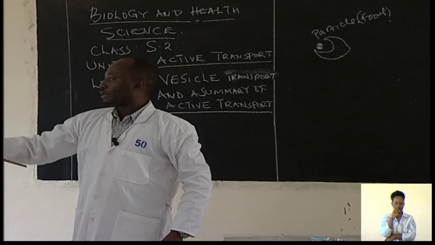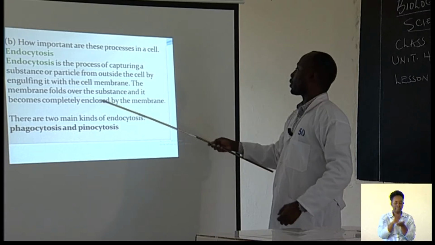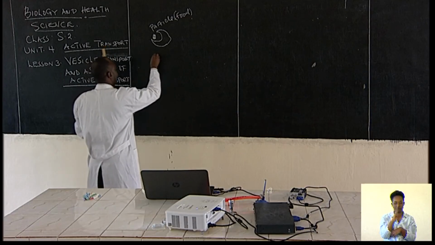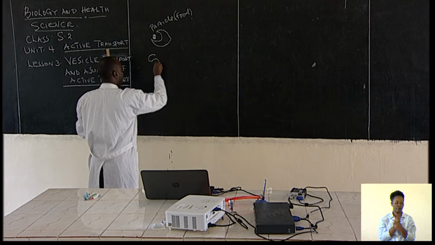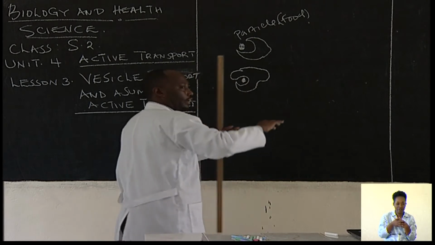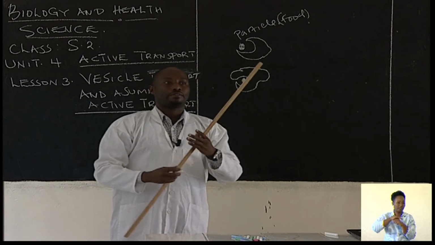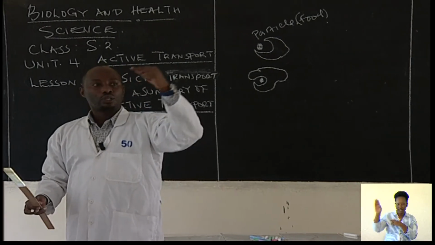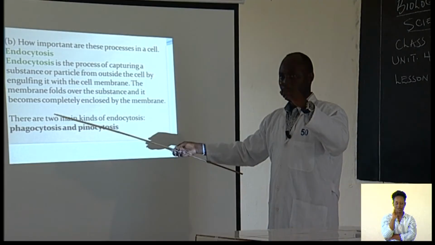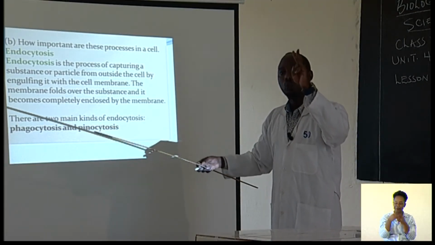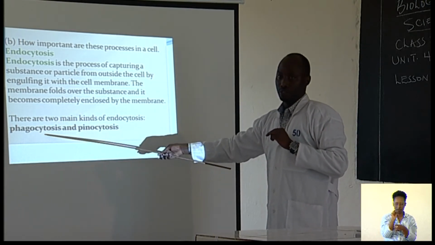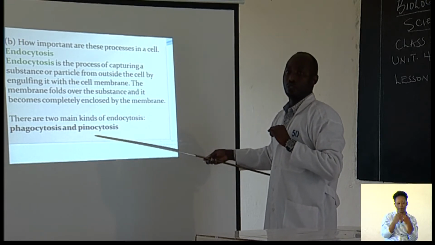Folding of the membrane over the substance, and it becomes completely enclosed by the membrane. After surrounding it, it is going to be engulfed. This is the membrane. As you can see, something has been surrounded and engulfed, and now it is going to be taken from outside to inside. That is what we call endocytosis. As I mentioned earlier, there are two types of endocytosis. Number one is phagocytosis. Number two is pinocytosis.